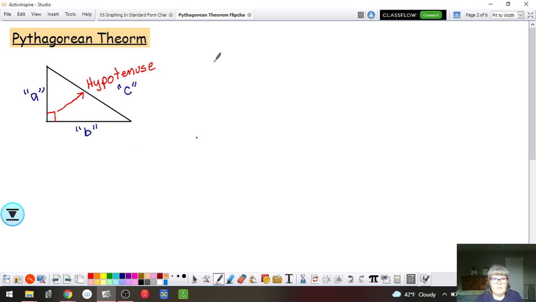So the Pythagorean theorem says when you have a right triangle that the length of A squared plus the length of B squared is going to equal the length of C squared. And as a reminder, C is always the hypotenuse. Always the hypotenuse.